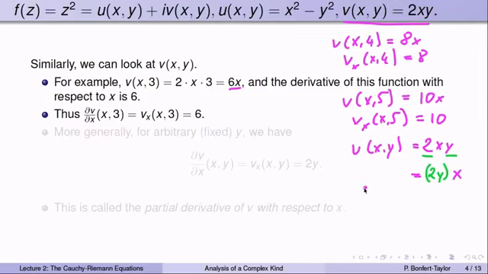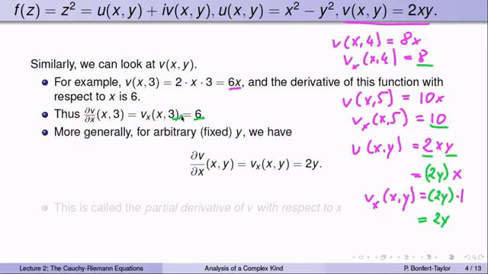The derivative of such a function with respect to x, how do you find the derivative? Well, constants go to the side. So I keep the 2y, and then differentiate x. But what is the derivative of x? It's 1. In other words, the derivative of this function is simply 2y. The x derivative of v is 2 times y. And that agrees with these results. What we got: 8 when y was equal to 4, 10 when y was equal to 5, 6 when y was equal to 3. So generally we have the x derivative of v is equal to 2 times y. This is called the partial derivative of v with respect to x.